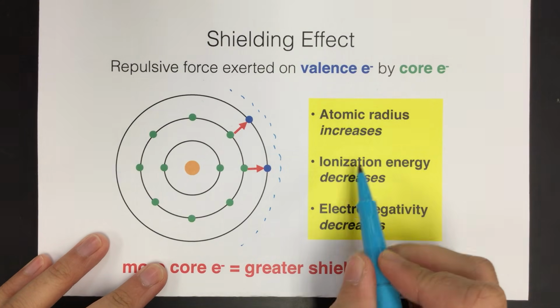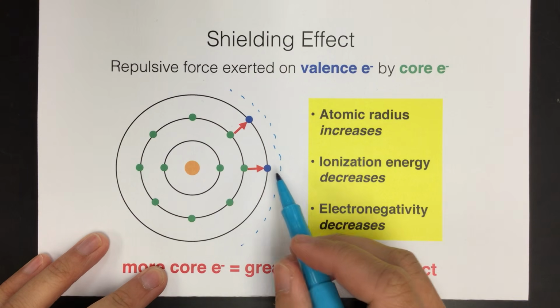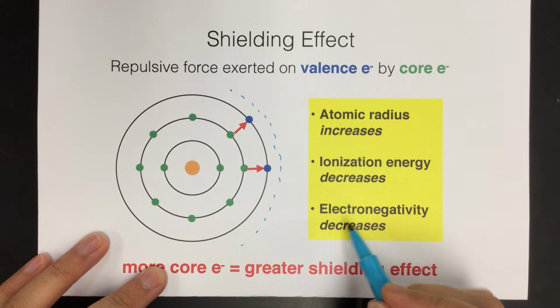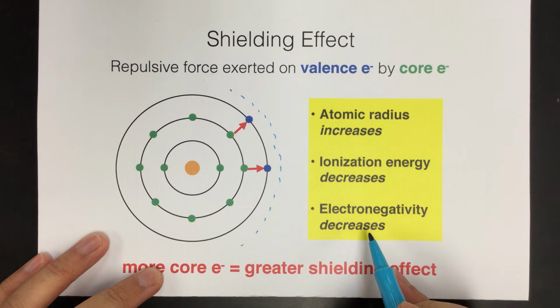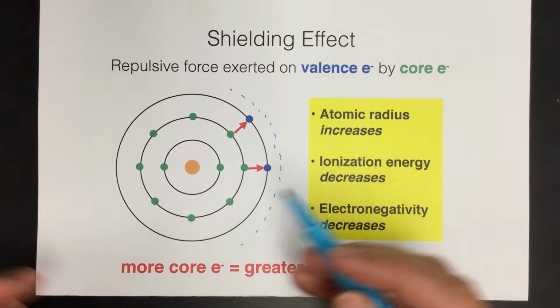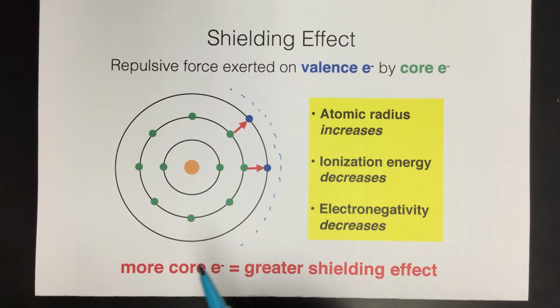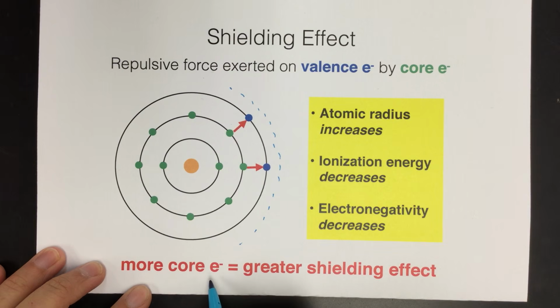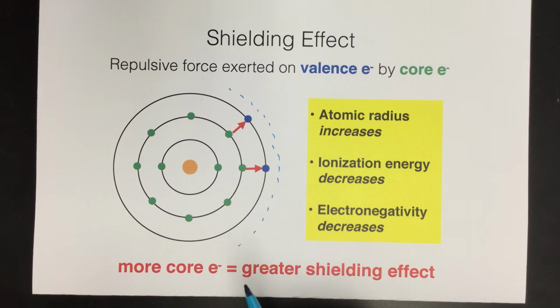It's going to decrease the ionization energy because now that they're further away, it will be easier for us to remove them. It will also decrease the electronegativity because it's not holding the electrons as close as it would like to its nucleus. But all that really means is that the more core electrons we have in here, the greater we'll feel this shielding effect. The valence electrons will feel the shielding effect. So questions that ask about shielding effect, you really just have to pay attention to how many electrons the atom has. It's that easy. So let's take a look.